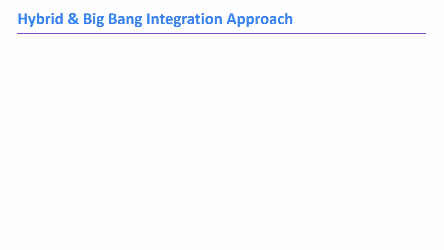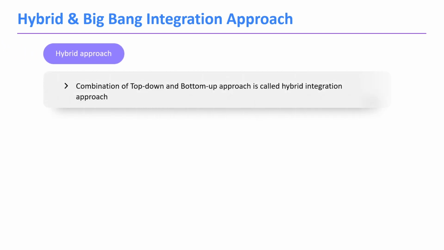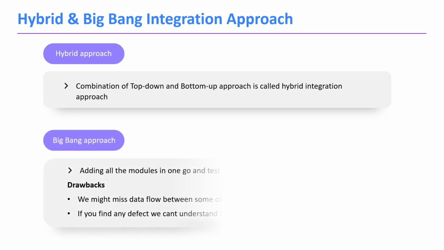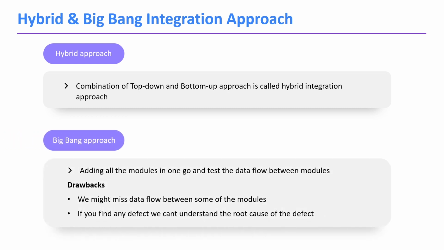Next is the hybrid and Big Bang integration approach. The hybrid approach is a combination of the top-down and bottom-up integration approaches. Next is the Big Bang approach. In the Big Bang approach, we add all the modules in one go and test the data flow between all the modules. Suppose in the application there are 10 to 15 modules. We wait for all the modules to be developed, then we integrate all the modules in one go, and then we conduct the integration testing to check the data flow or communication between all those modules. So this is the Big Bang approach.